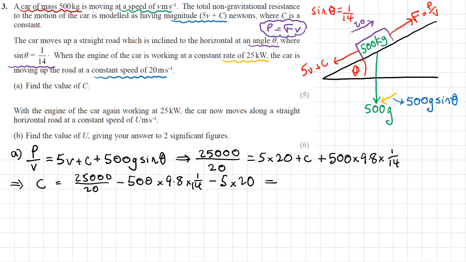Now if we work all of that out, I get exactly 800. So the value of C is exactly 800. Part B.